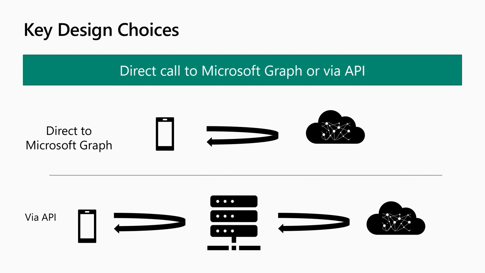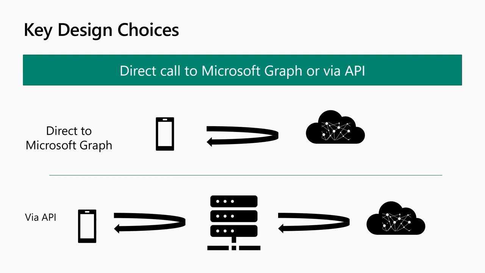And there are pros and cons. If you call the graph directly, you get to rely on graph scale. We have thousands of nodes distributed throughout the world. You don't ever have to worry about having to scale up the graph or provision another graph. It's already done for you. But there are limitations. You only get delegated access.